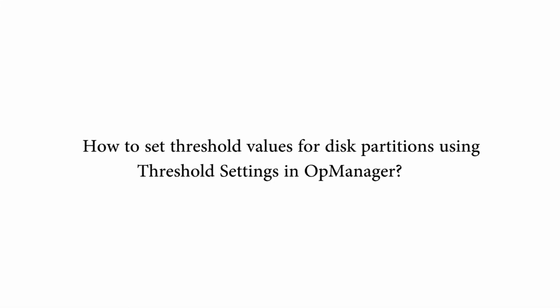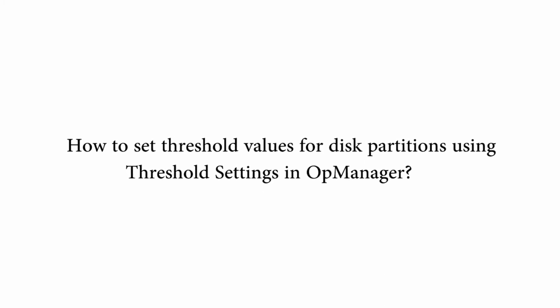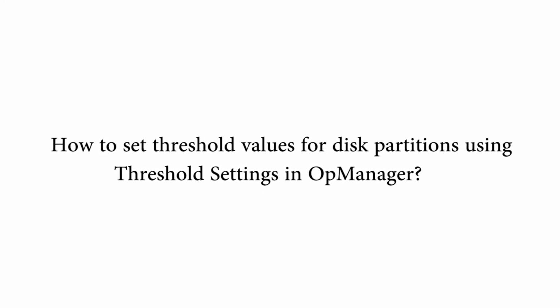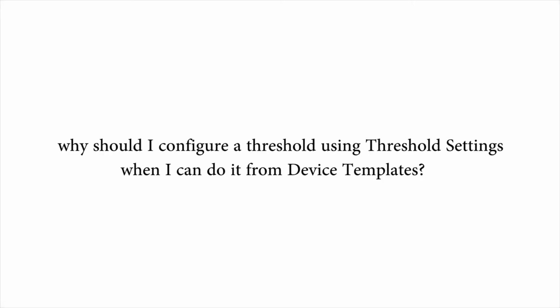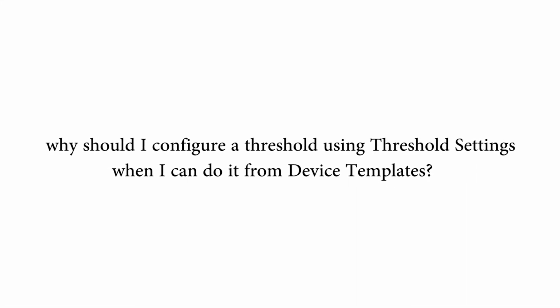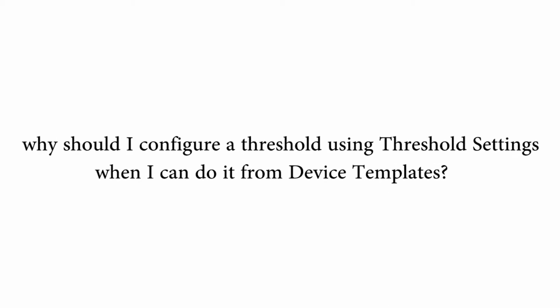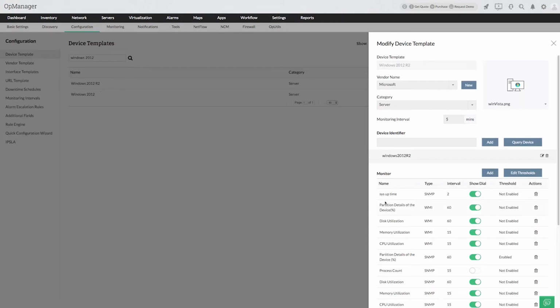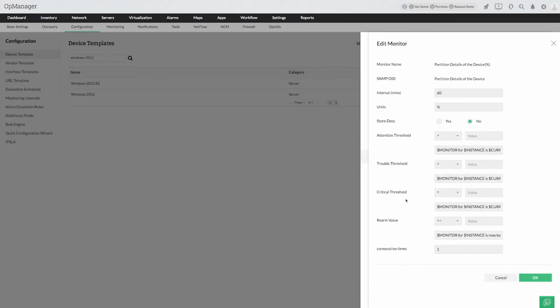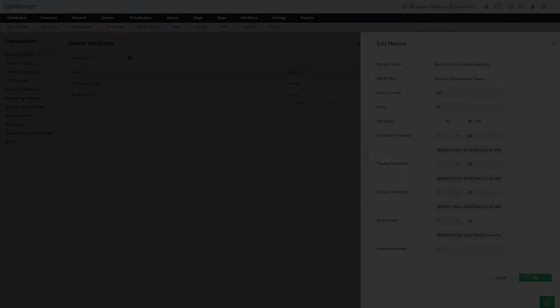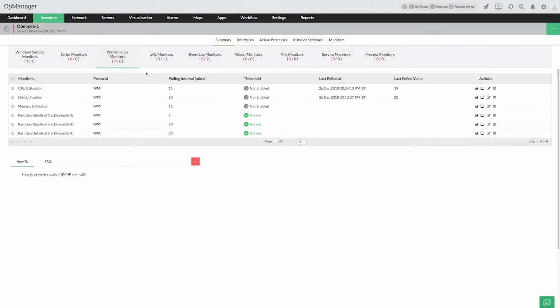In this video, I will show you how to set threshold values for disk partitions using threshold settings in OpManager. Let me start by answering a question you might have. Why should I configure a threshold using threshold settings when I can do it from device templates? Well, when you apply a threshold value for partition monitors from a device template, it applies a common threshold value to all the disk partitions such as C, D, and E. To configure a custom threshold value for specific disk partitions, you have to use threshold settings.